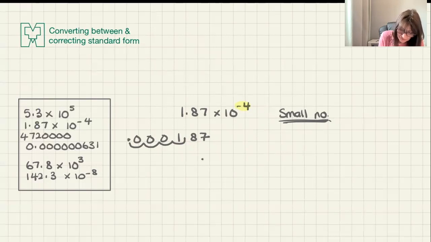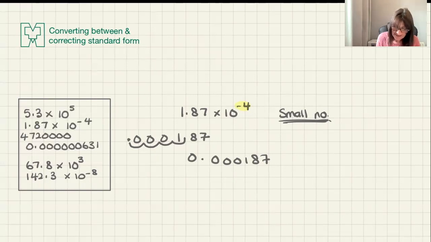However, we wouldn't write our final answer with that point starting. We don't like that not being sandwiched between digits. So we're going to add in another 0 there, and we've got our answer 0.000187. So when you're converting, you're literally looking at that power and doing the instruction that it gives you.